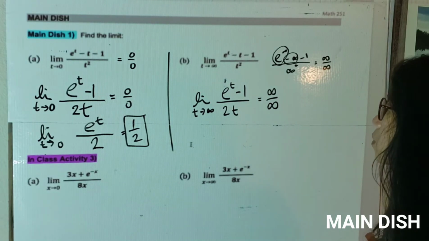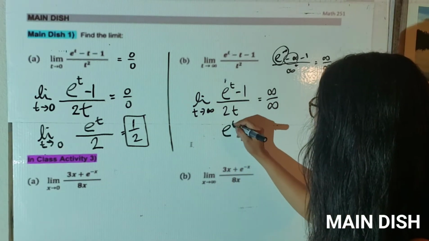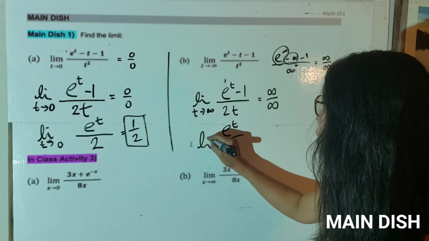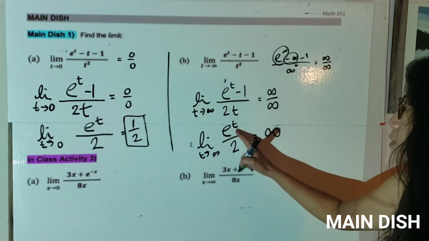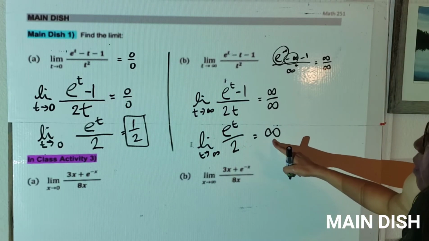So I can take a derivative again. That's e to the t over 2. Then if I plug in, this won't give me infinity, right? Because of that, this goes to infinity.